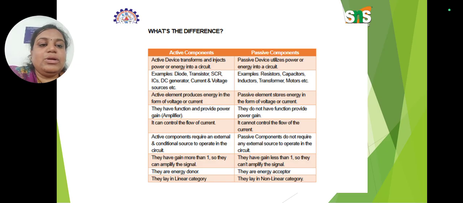Active devices can control the flow of current. Passive devices cannot control the flow of current. Active components require an external source to operate in the circuit. Passive components do not require any external source to operate in the circuit. Active components have gain more than one, so they can amplify the signal. Passive components have gain less than one, so they cannot amplify the signal. Active components are energy donors. Passive components are energy acceptors. Passive components lie in a linear category. Active components lie in a non-linear category.